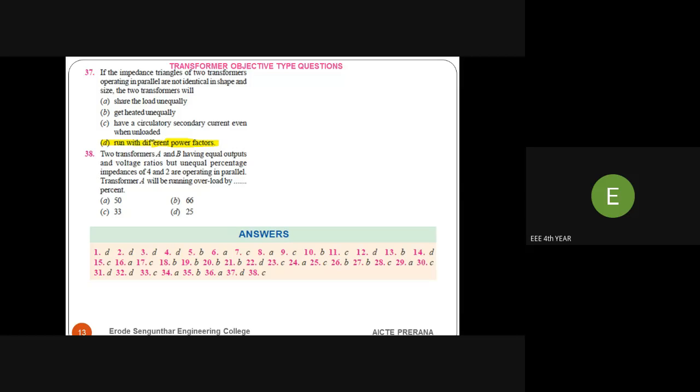If the two impedance triangles of two transformers operating in parallel are not identical in shape and size, the two transformers will run with different power factor.